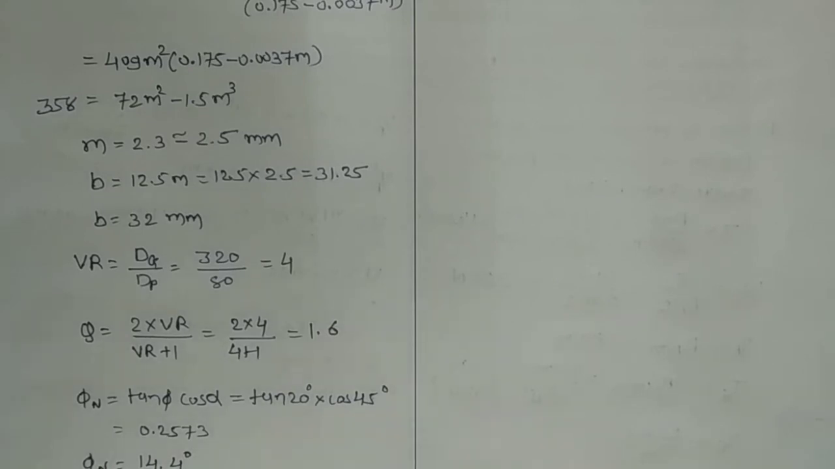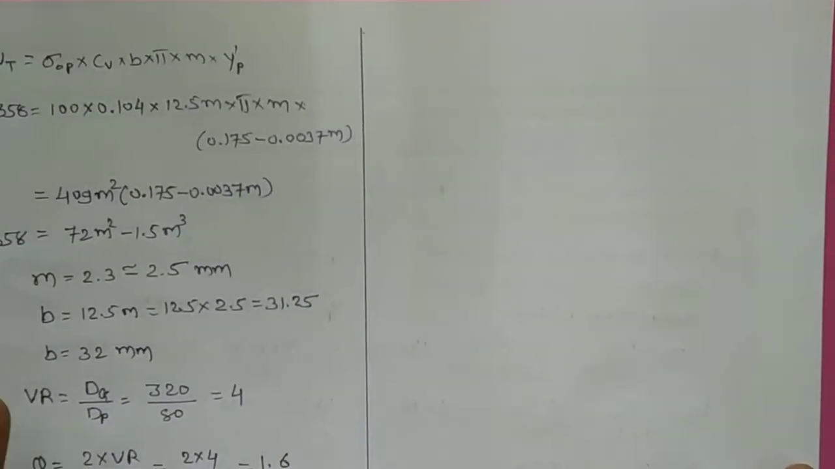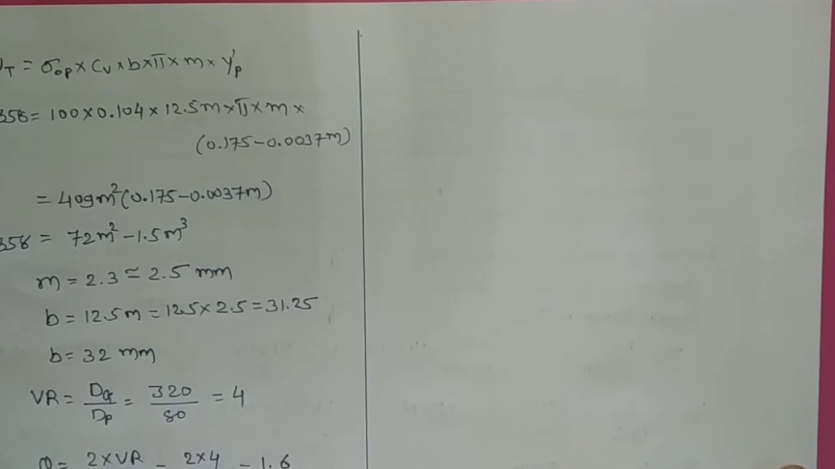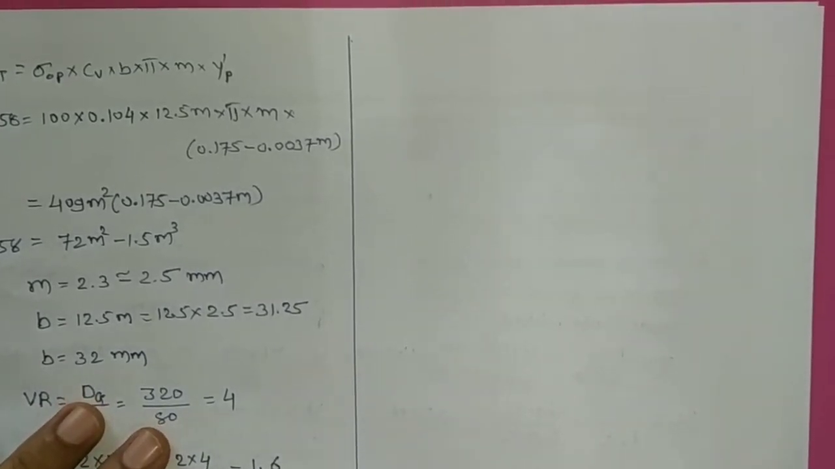Now let us find the value of K. Here first of all we have to find the values of EP and EG, that is the Young modulus or the modulus of elasticity for pinion and gear material.